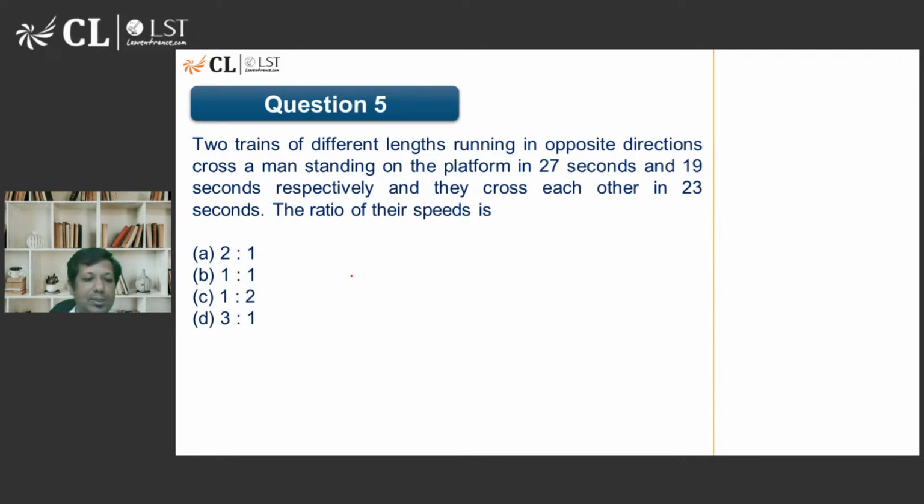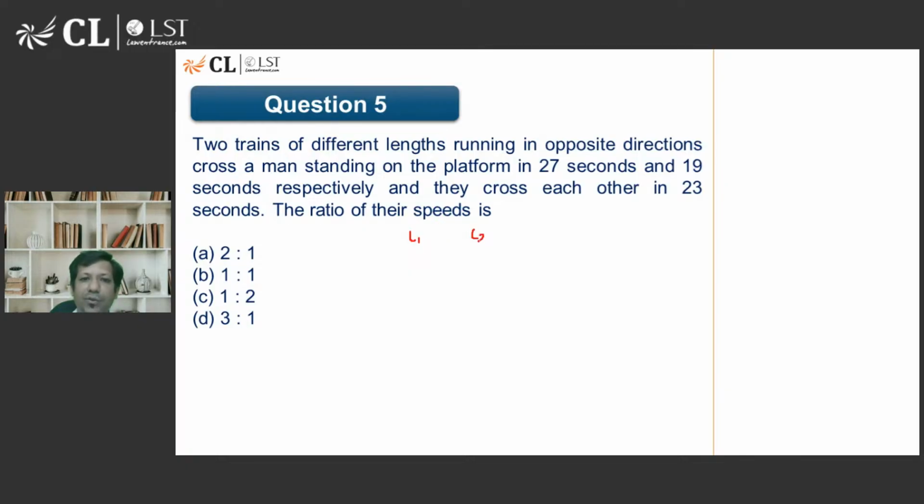What does it say? Two trains of different lengths running in opposite direction cross a man standing on a platform in 21 seconds and 19 seconds respectively. So basically, what is the concept behind this question? The concept is when a train crosses a person, it means that train crosses its own length, right? So the length of the first train is, let's say, L1.